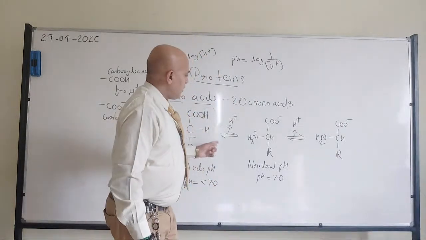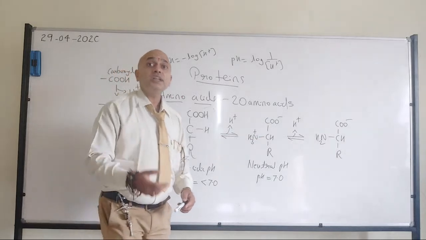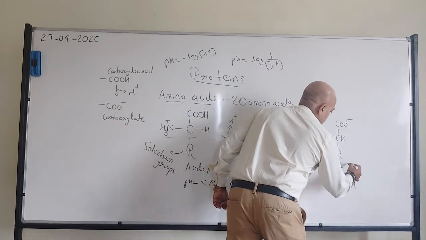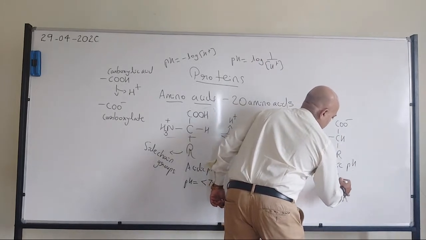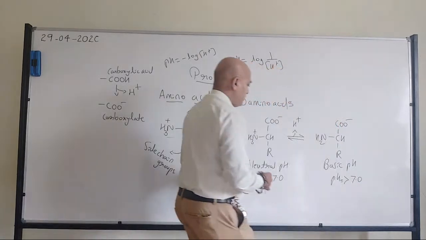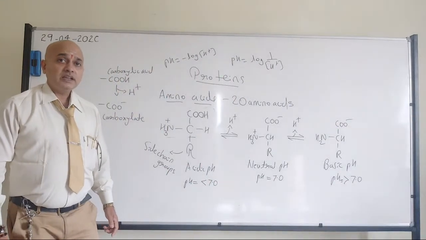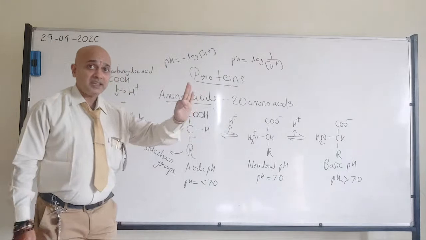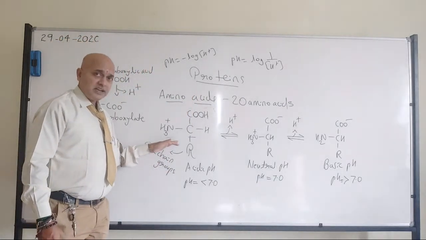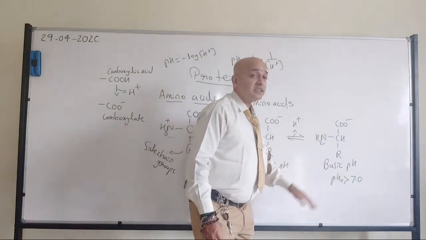So all the three are the structure of amino acid under different pH. This last one is at basic pH, where pH will be greater than 7. Got my point? So that's where I can write three types of structure for an amino acid: one at acidic condition, another at neutral condition, and another at basic condition.